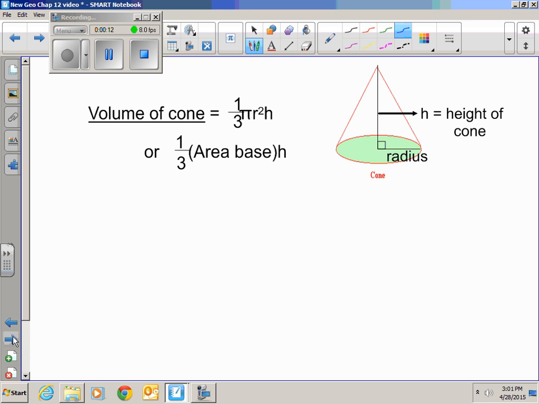Let's first of all talk about the formula for the volume of a cone. It is 1/3 times the area of the base. The base of a cone is a circle, so it's pi r squared. So the volume of a cone is 1/3 the area of the base times the height. Okay?